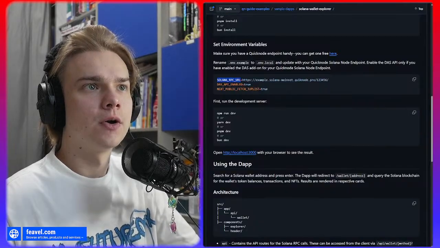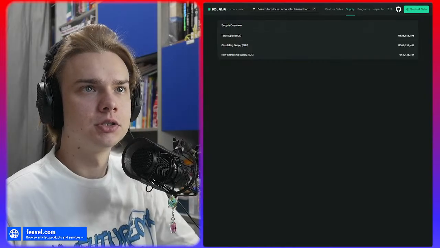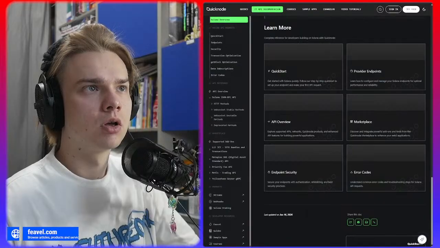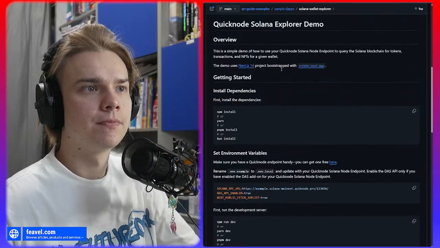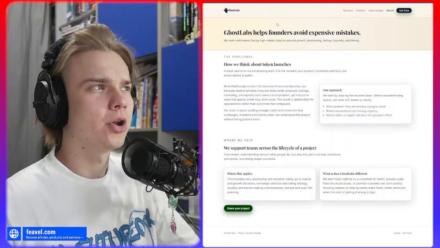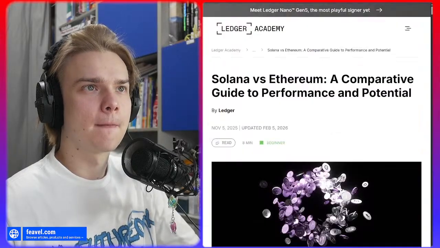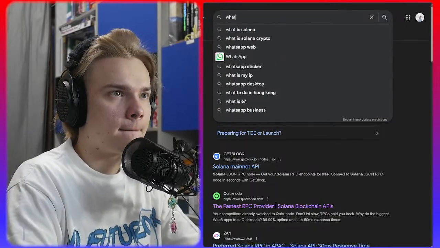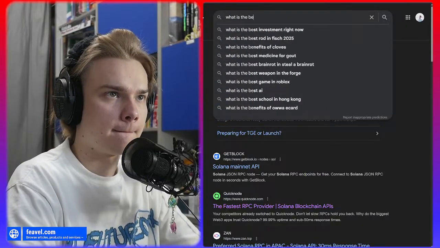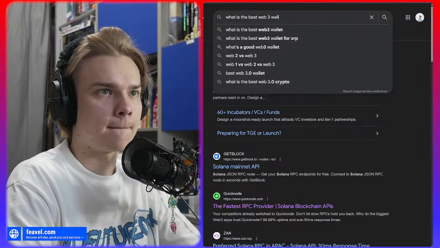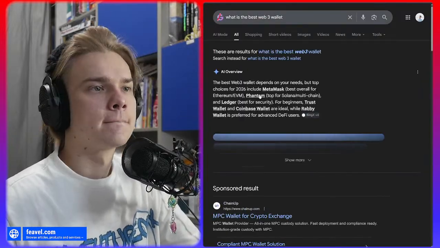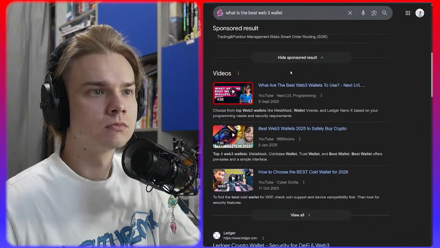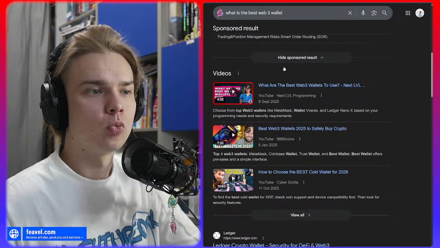I want to explore what wallet is good to use, because I don't have a Web3 wallet yet. What are the best Web3 wallets?